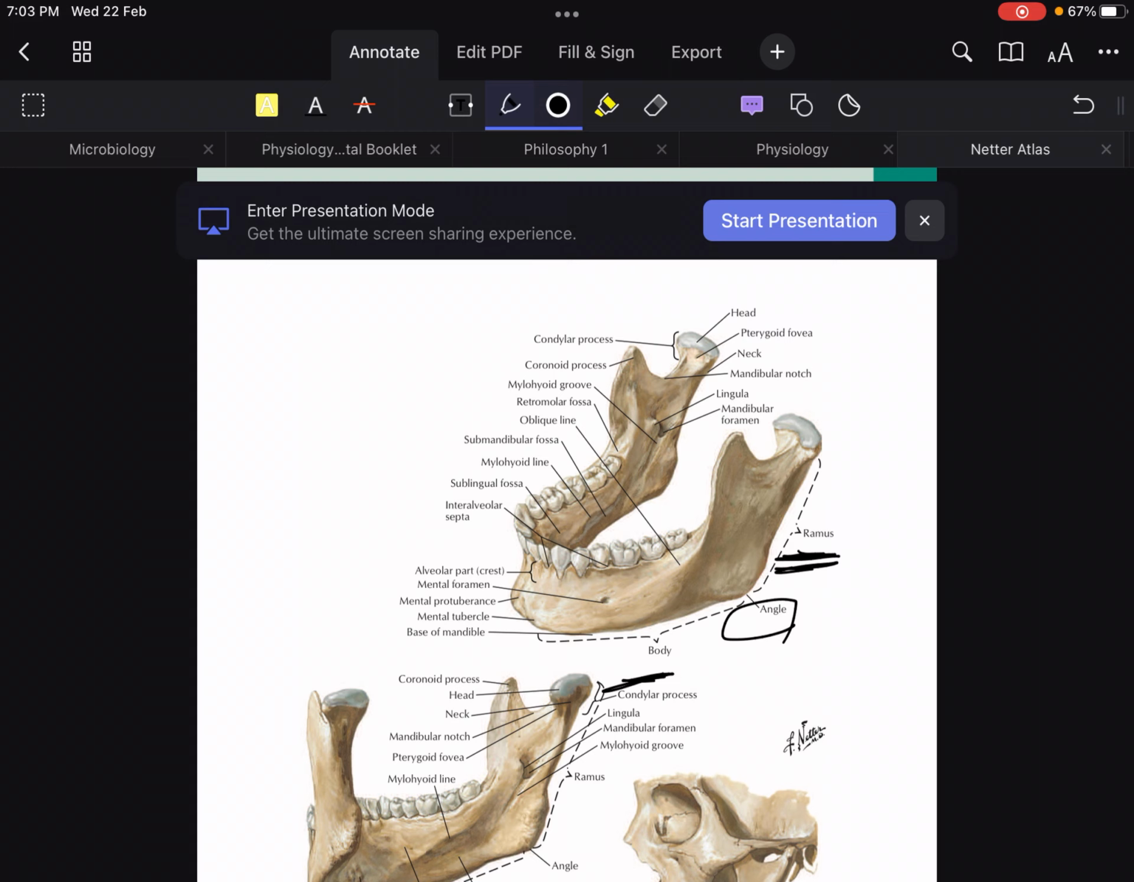And on the body, on each side, we have a foramen. I told you about this foramen. This is the mental foramen for the mental nerve, right?